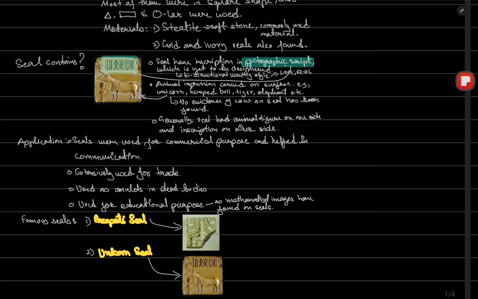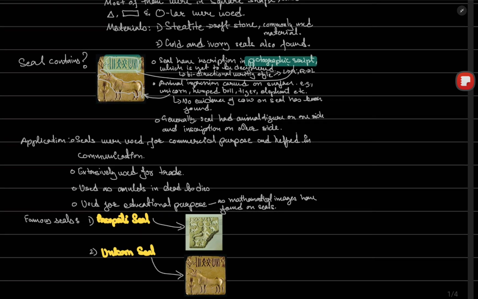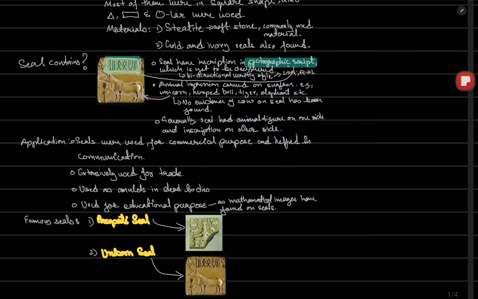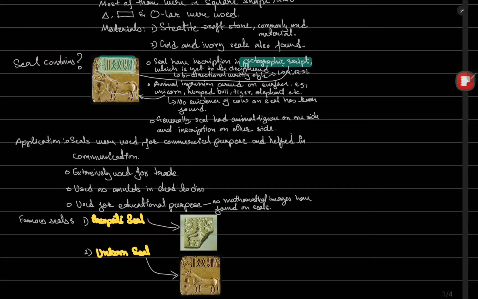Okay. Now, what are the applications they might have used the seal for? Seals were basically used for commercial purposes and helped in communication extensively. This is also used for trade. It is also used for amulets on the dead bodies. Like in the seal there is a hole, it is attached to the dead bodies, which are basically for personal identification. And other is that it is also used for educational purposes, as the mathematical patterns and images we have also found on the seals.